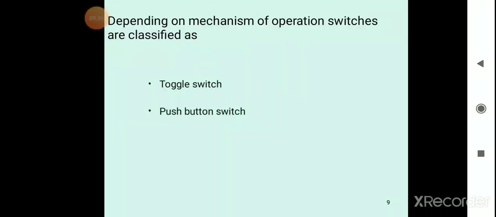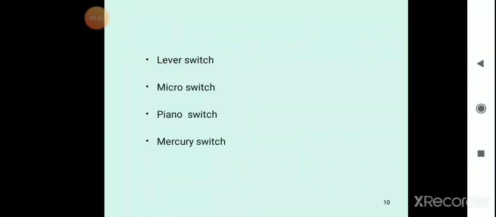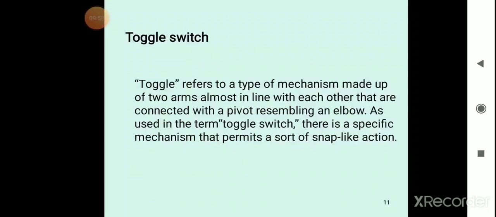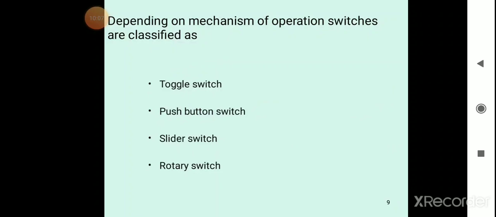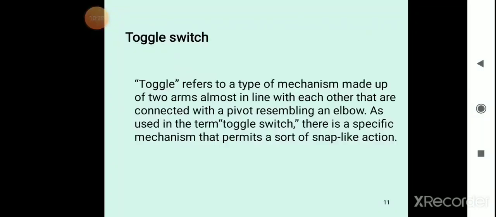Next, we have another classification. Depending on the mechanism of operation, what type of mechanism it is using, switches are classified as toggle switch, push button switch, slider switch, rotary switch. And again, we have the lever switch, micro switch, piano switch, mercury switch. So these are the different types of switches. We classify these switches depending on the mechanism of operation, how they are working. Already we discussed the toggle switch, but also push button, slider switch, rotary switch, lever switch, micro switch, piano switch, mercury switch, all these are there.